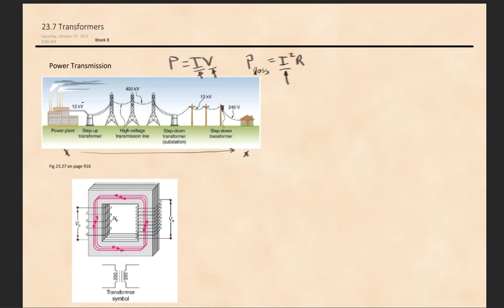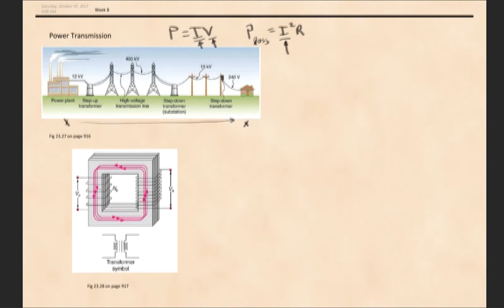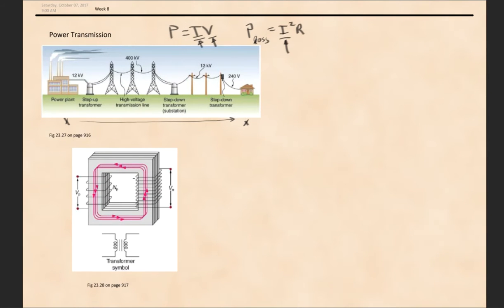First of all, it's generated at 12,000 volts at the power plant. I don't want 12,000 volts at my house, so no matter what happens, I still need to reduce that voltage. There's a device that can do that, which is called a transformer. A transformer is this picture physically, this schematically.